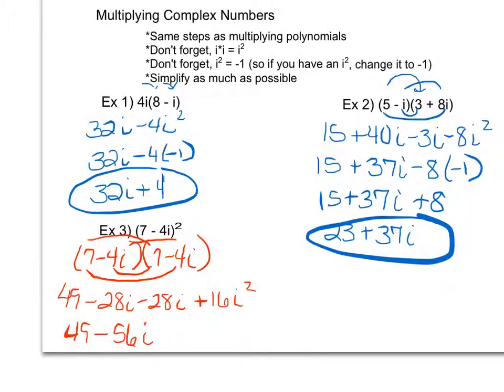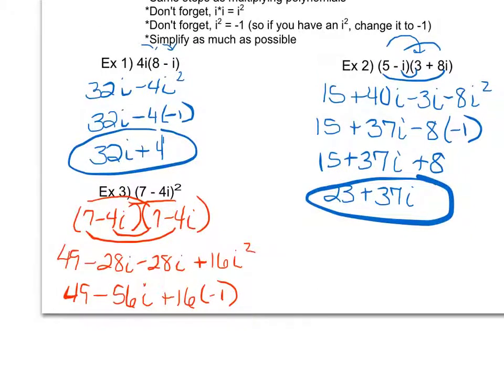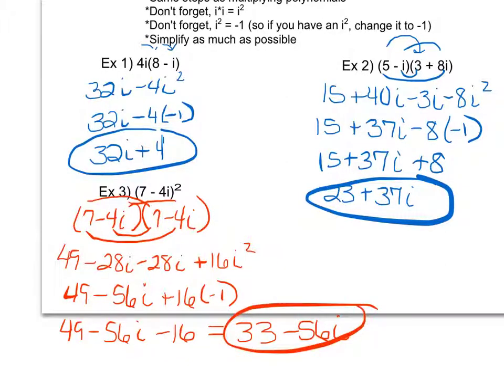56i plus 16 times negative 1. Well, I can go ahead and do 16 times negative 1. Doing that gives me 49 minus 56i minus 16. And lastly, I can combine 49 and minus 16 for a final answer, 33 minus 56i. So those are the remaining operations with complex numbers.